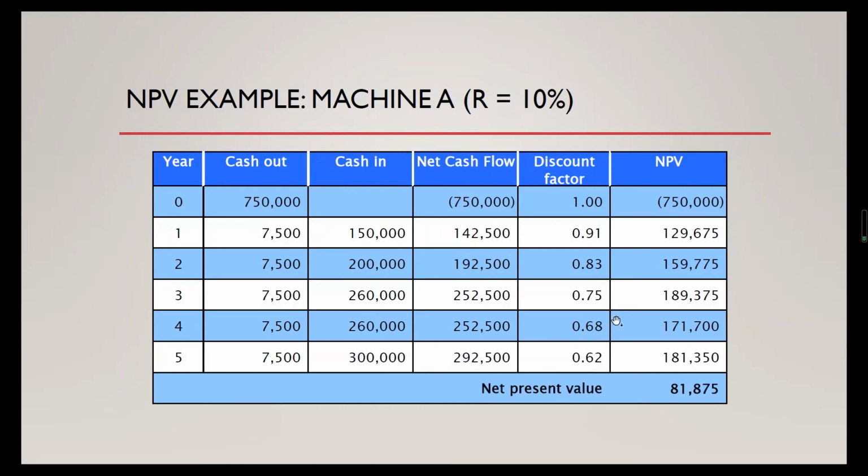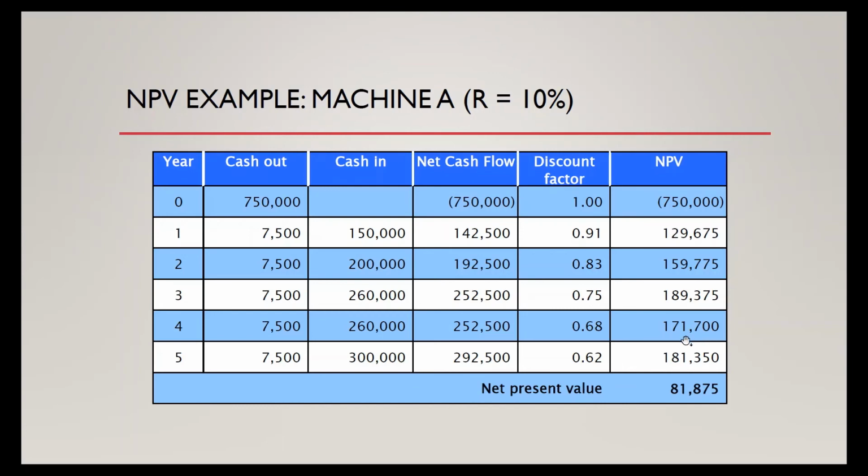And to calculate the present value of year 3, we multiply this discount factor of 0.75 times the 252.5 thousand. Then this gives us a present value of year 3 as 189.375 thousand. For the year 4, it will be the discounting factor of 0.68 multiplied by the net cash flow of year 4 of 252.5 thousand, then this will give us a present value of 171.7 thousand for the year 4.